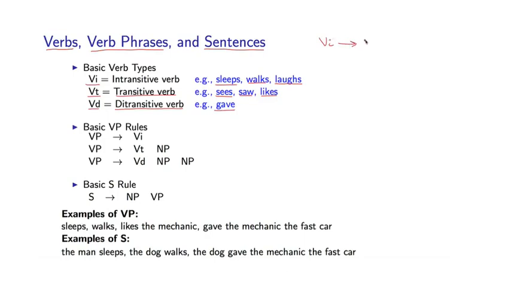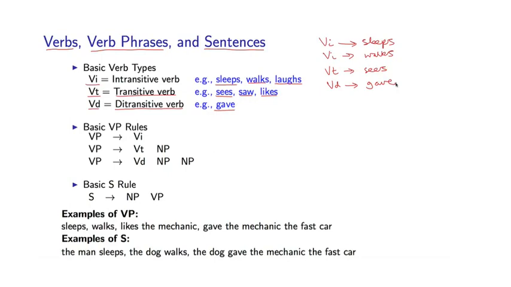And we'll have various rules in the grammar expressing this. So, for example, VI goes to sleeps might be one rule in the grammar, or VI goes to walks. We would have VT goes to sees, and similar entries for saw and likes. And we would have VD goes to gave, for example.